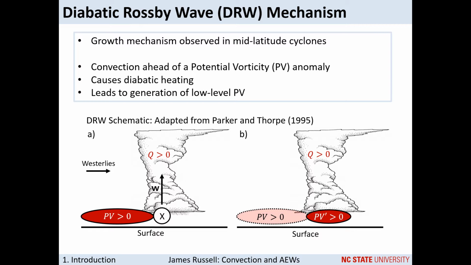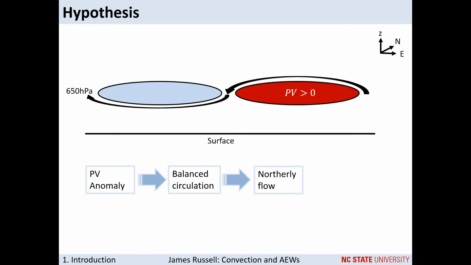That diabatic heating then leads to vertical gradients in diabatic heating, and through potential vorticity theory, you can show that this leads to a generation of low-level potential vorticity, which you can see in figure B of Parker and Thorpe. And it's ultimately this new potential vorticity that grows and propagates the wave westward, or eastward in the westerlies. But we want to adapt this mechanism and use it in the easterlies for easterly waves.